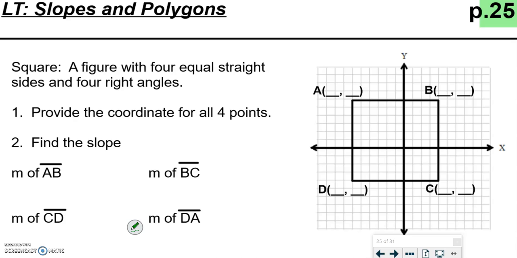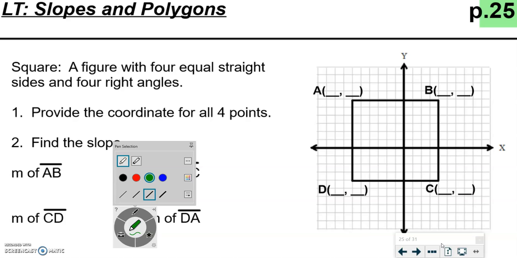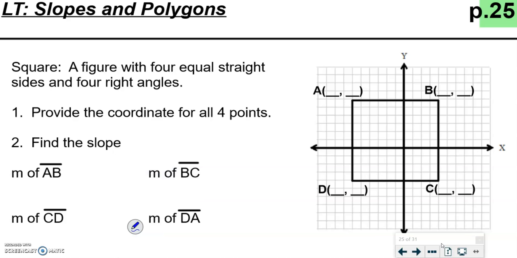Okay? So to start out, we're going to review a square is a figure with 4 equal sides and 4 right angles. Now, I would like to focus more on the angle of it. In order for it to be right angles, you need to have perpendicular slopes. So with that, what we need to find is the measurement of the slope of AB.